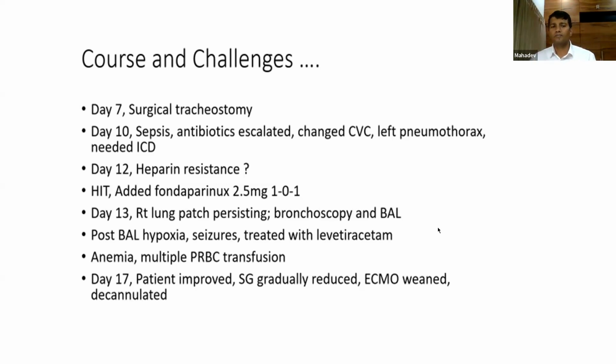On day 12, we saw that the heparin requirement was going up to maintain ACT. We could hardly maintain an ACT of 150, and the heparin requirement was going to 500 to 600 units per hour. Then we suspected heparin resistance. We gave a little bit of FFP. FFP has antithrombin, so it will improve the efficacy of heparin. It improved, but again quickly worsened. Then we noticed that the platelets were also going down, probably because of heparin-induced thrombocytopenia. So we stopped heparin and started fondaparinux 2.5 mg BD. And on day 13, the patient made significant improvement.